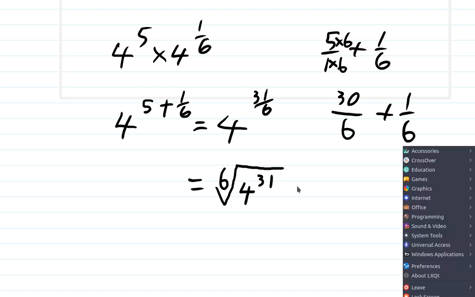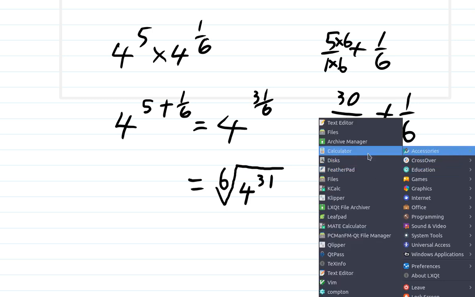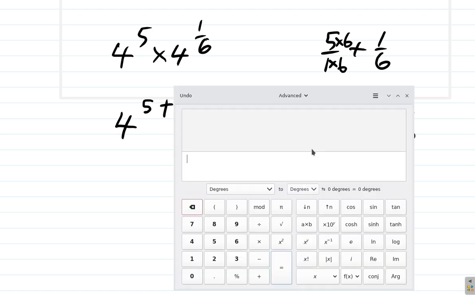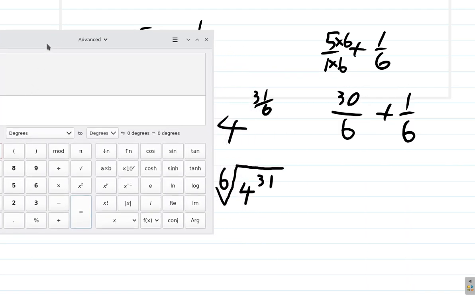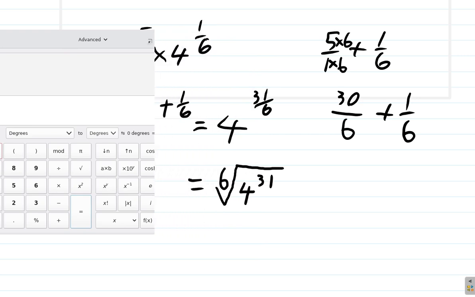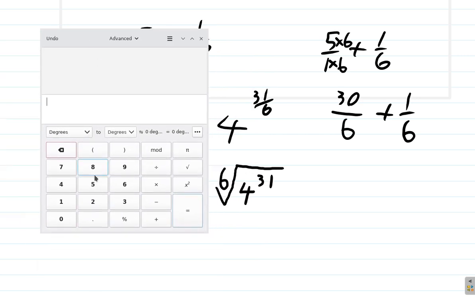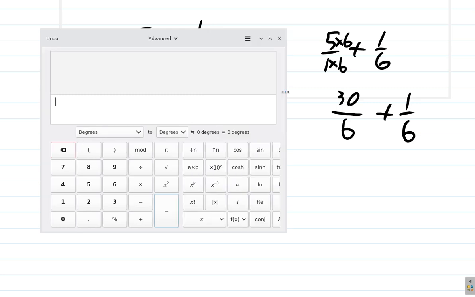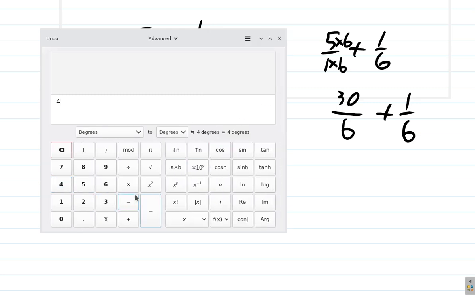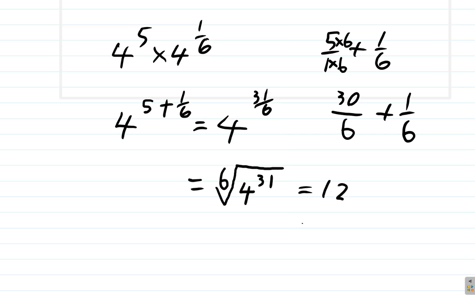Now, if you wish to evaluate the actual number, let us see how that would go. Now, we want to find 4 raised to the power of 31 over 6. So, we have 4 raised to the power of, open bracket, 31 divided by 6, close bracket, equal. We would have 1,290. So it's just about that. 1,290 is what we have.